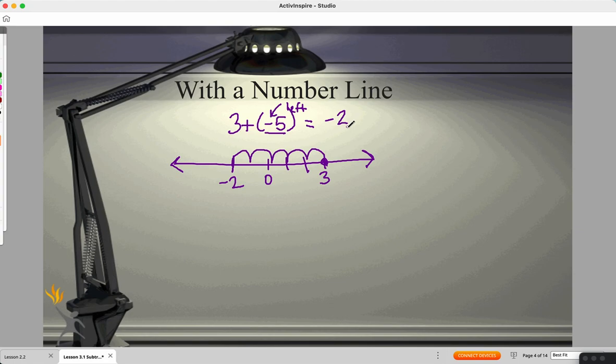So now that we've talked about left and positive being right, we're going to take a look at it with subtraction. I'll keep the same numbers.